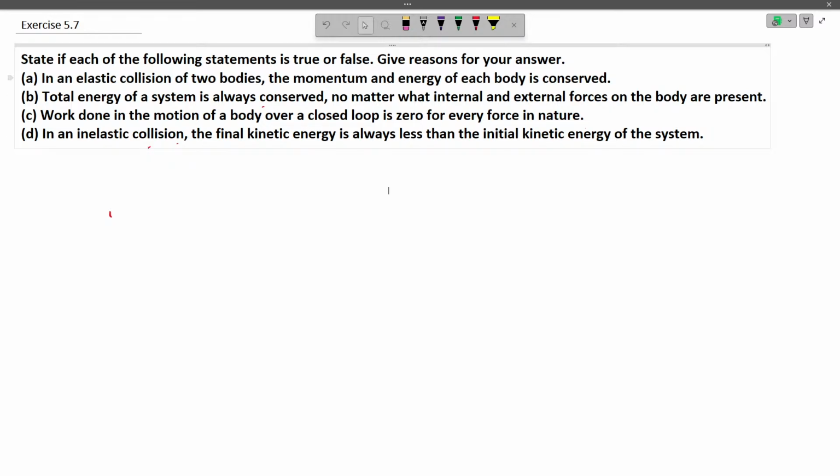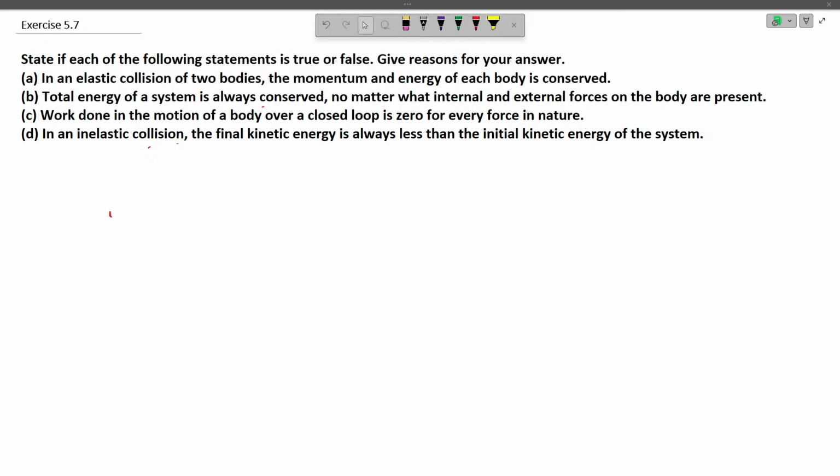So it says, state if the following statements are true or false. Give reason for your answer. In an elastic collision of two bodies, the momentum and energy of the body is conserved. In an elastic collision, total momentum and total kinetic energy of the system is conserved. However, the momentum and kinetic energy of each individual body are not necessarily conserved. That is, total momentum and energy of the system is conserved, not the individual body.